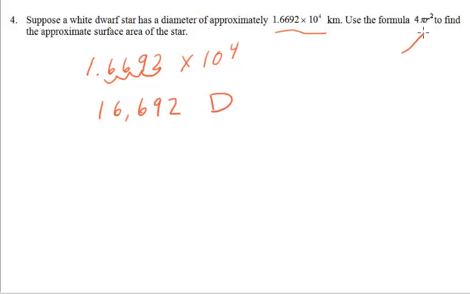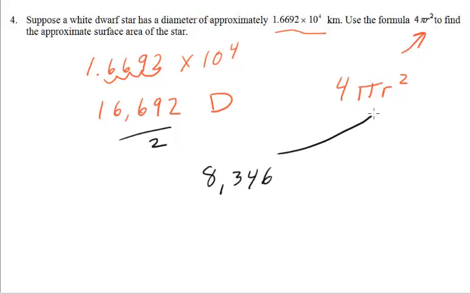And our formula is here. 4 pi times the radius squared. Well, the radius is simply half of this diameter. So we're going to divide this in half. 16,692 divided by 2 equals 8,346. That's our radius.